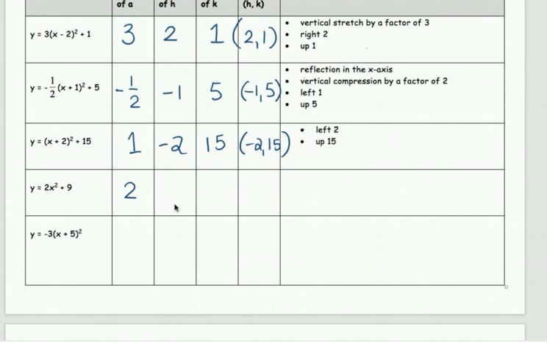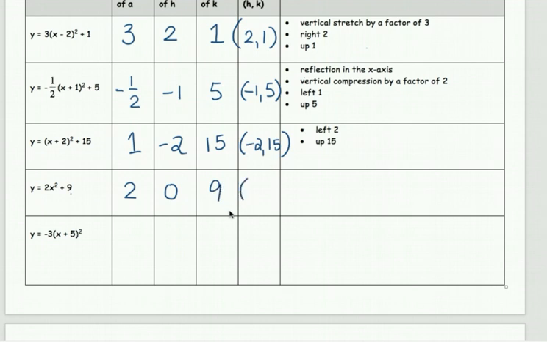All right, and so again, there was no left or right. There's no h value. So if there is no h value, that means there was no movement, okay? So you just write in 0. But then we do have a k value, 9. So it went up 9.